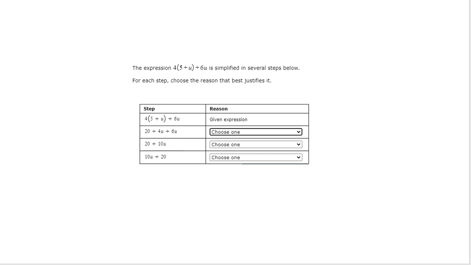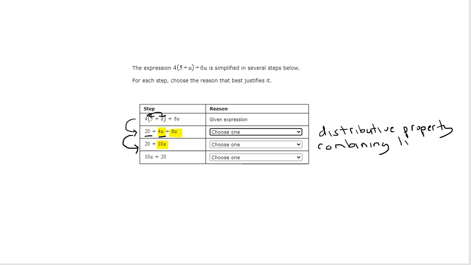So for this one, to go from this step to this step, the 4 was multiplied by the 5 to get 20, and the 4 was multiplied by the u to get 4u. That is using the distributive property. And we're going to talk a little bit more about the distributive property later this week. Okay, and then for the next step, to go from here to here, we can see that they combined the 4u and the 6u to make 10u. That's called combining like terms. Remember, like terms are terms that have the same variables to the same powers, okay?